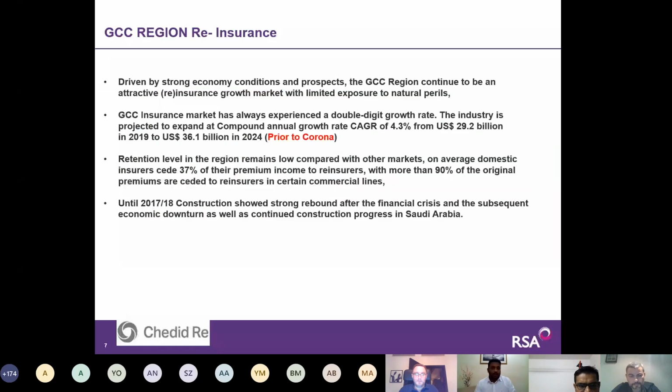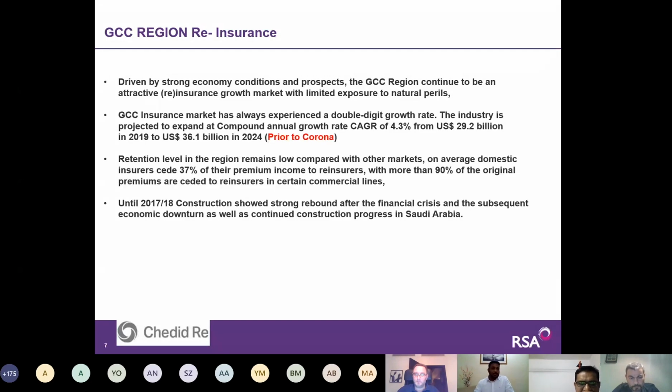We can have a look at the GCC region reinsurance market and reinsurers. Driven by strong economic conditions and prospects, the GCC region continues to be an attractive reinsurance growth market with limited exposure to NatCat perils. The GCC countries have traditionally been exposed to a lower level of weather-related claims. The most recent claim was when Cyclone Mekunu struck Oman in May 2018. Other than that, there were some flood claims, but compared with other markets globally, the GCC is not that much exposed to NatCat perils.